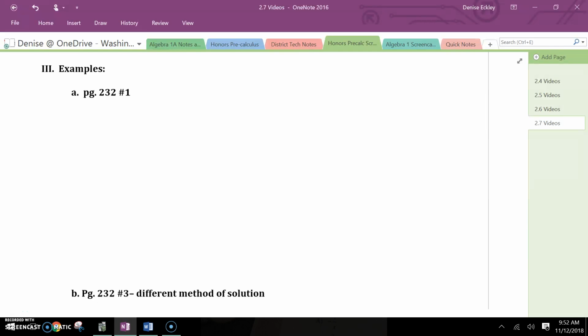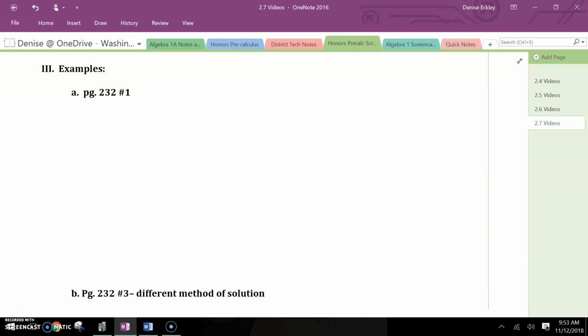Section 2.7 is about solving rational equations. So we're going to start out with a simple example and follow the directions that the book gives us for solving a rational equation. Then the next example that I'm going to do, I'll use a different method that I think many of you were taught by a previous algebra teacher.